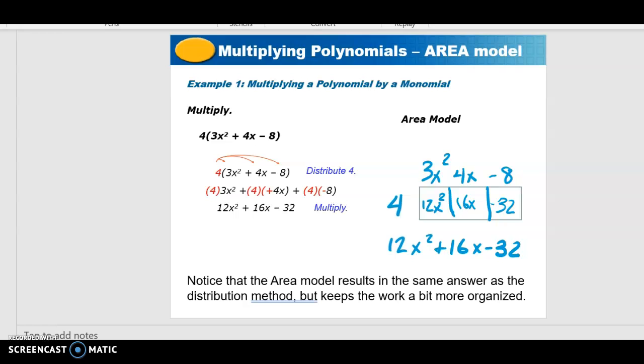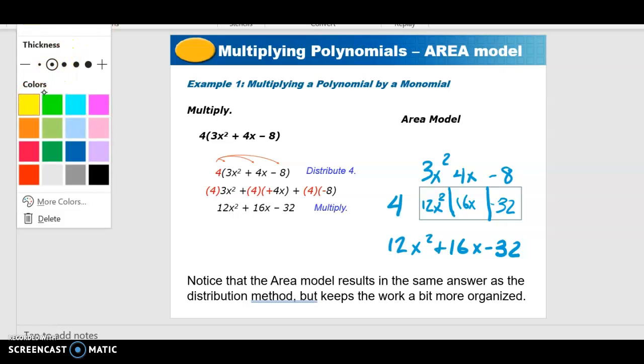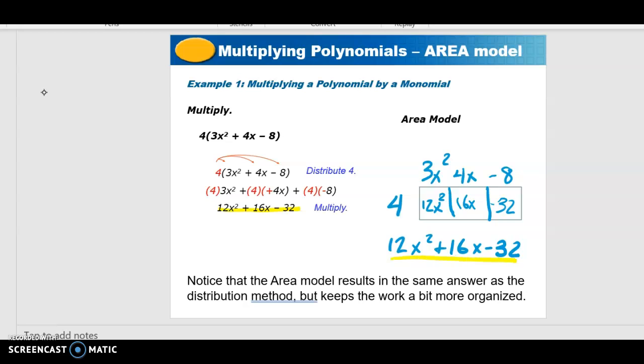And here is the super cool part. This answer matches this answer. It doesn't matter which way you do it. Pick the way that you are good at. I love the table method because, like I said, it's foolproof.